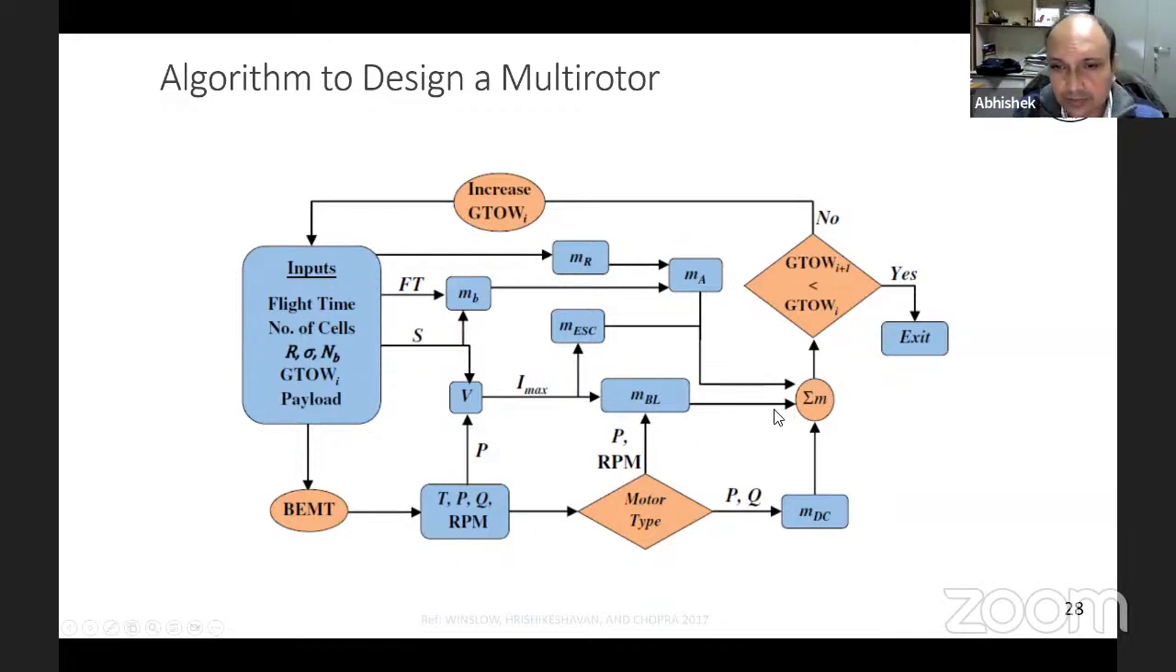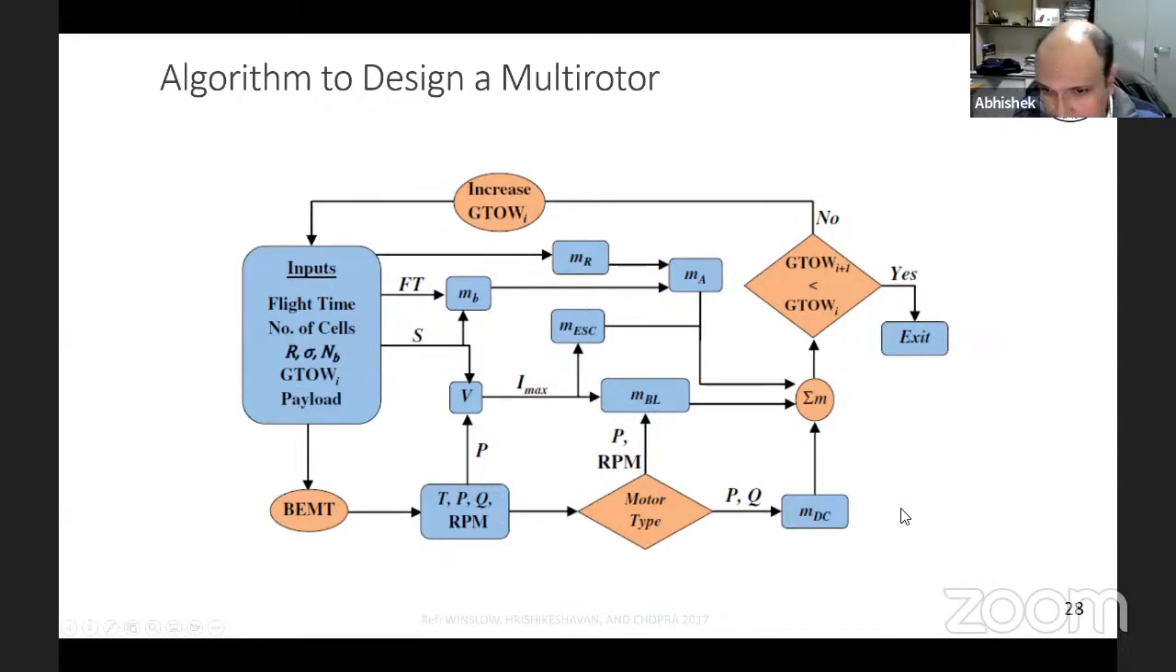And here we see whether this is less than the previous guess value, or it is coming close to the previous value. If it is not, then we update things, we update the mass and redo the entire calculation. So we increase the gross takeoff weight and redo the entire calculation.